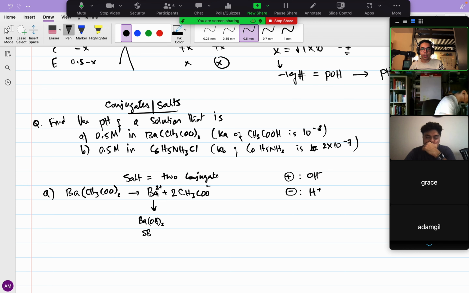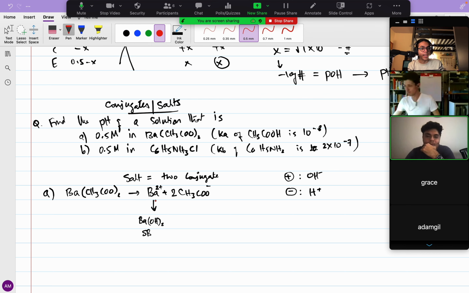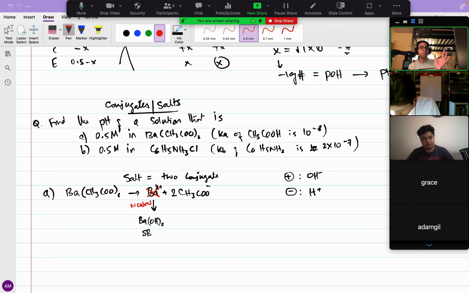Cool. So what does that tell you about Ba2+ as a conjugate? Acidic, basic, or neutral? It is acidic, but exceedingly weak, so much so that we call it neutral. Conjugates of strong species are always neutral. So Ba2+ is not pH active. We don't care about Ba2+ anymore, which means the other one should be pH active.